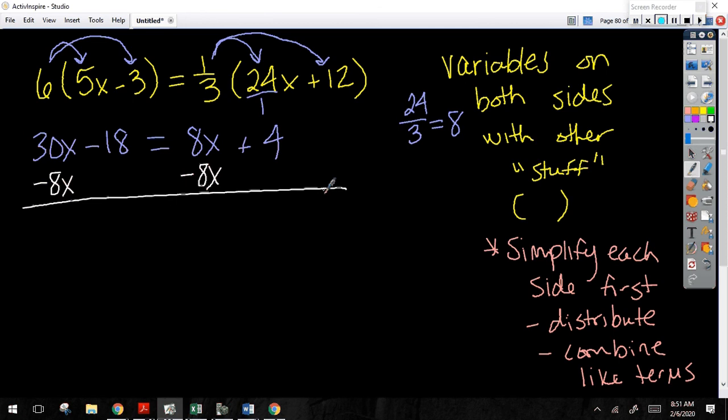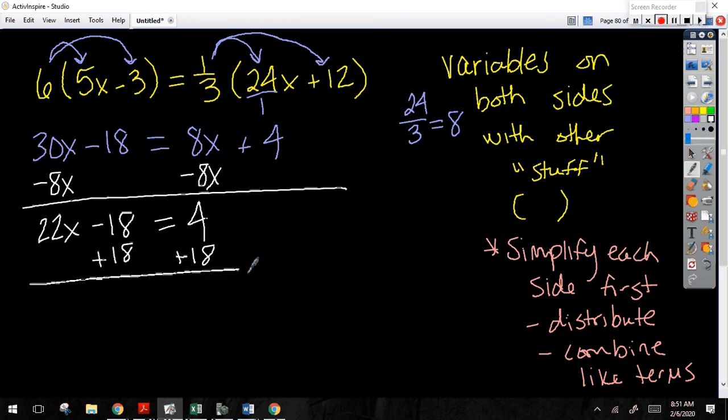Stay with me. Pay attention. 30x minus 8x is what? 22x. Minus 18. What's left on the right side? Positive 4. Now we got a two-stepper. That's easy, right? What do you do first? Plus 18 on both sides. This is gone, right? I have 22x equals 22, you're exactly right. X is 1.